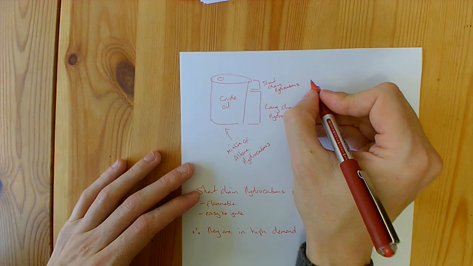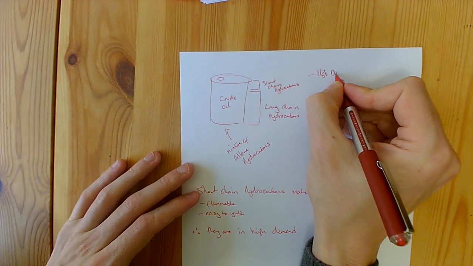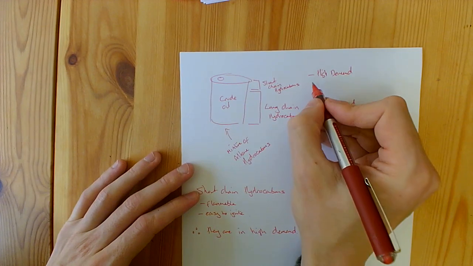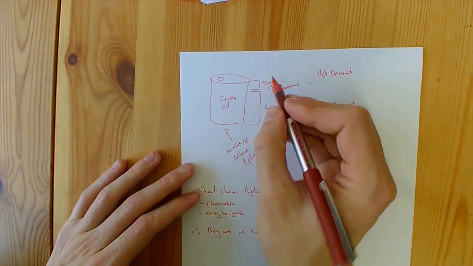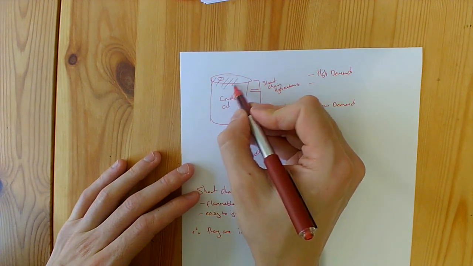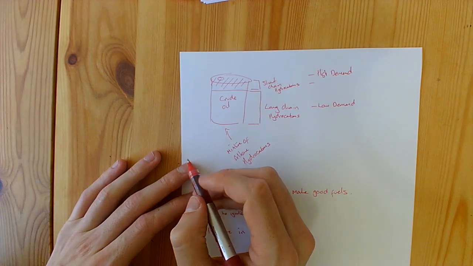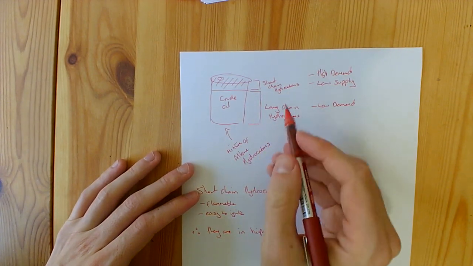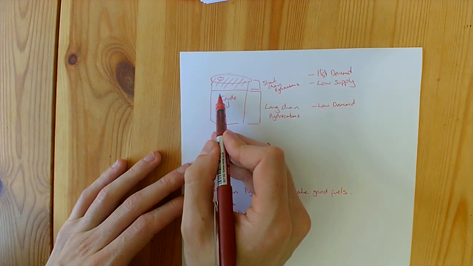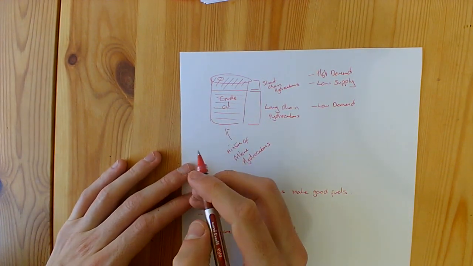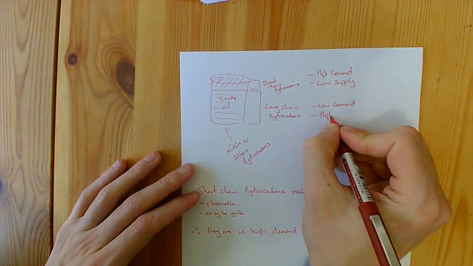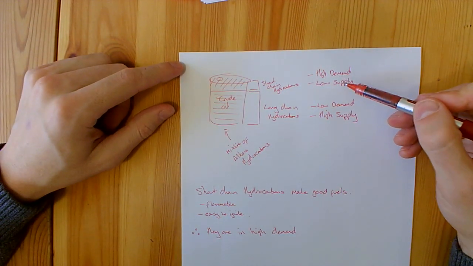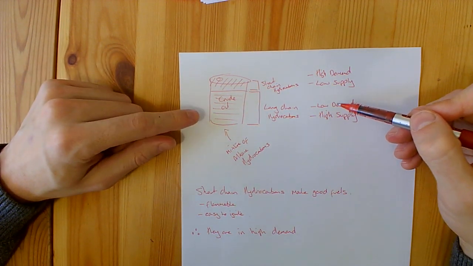And the issue we have here is the short chain hydrocarbons have a really high demand. The long chain have a low demand. And despite having really high demand, we've actually got quite a short supply. For every barrel that we buy, only that much of it is our short chain hydrocarbons. So it's got a low supply. Whereas the long chain hydrocarbons, we don't need that many of them, yet for every barrel of crude oil we extract, that much of it is long chain hydrocarbons, so it's got a very high supply. So we need more of the short chains, but we don't have very much of it, and we don't need very much of the long chains, but we've got quite a lot of it.